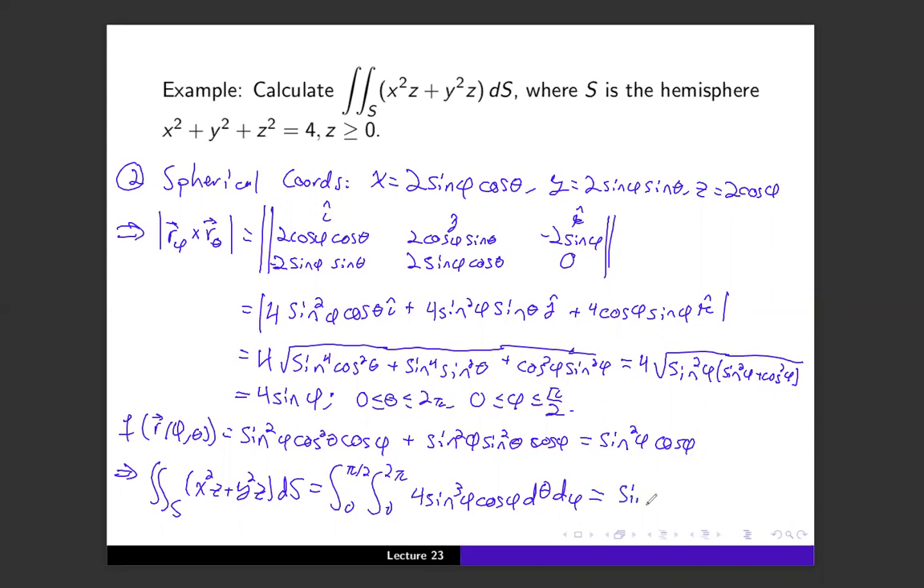Well, it's just sine to the fourth phi, from 0 to pi over 2, times 2 pi, which, and I think I made a mistake somewhere. Give me a second. I see what the mistake was that I made, and it was in calculating f of r of phi and theta. Here's the issue. So let me try this again.